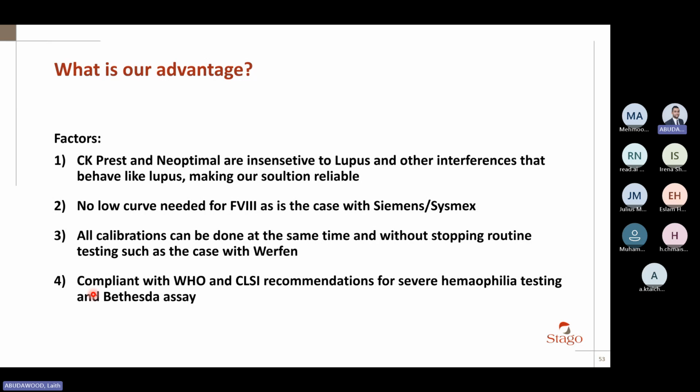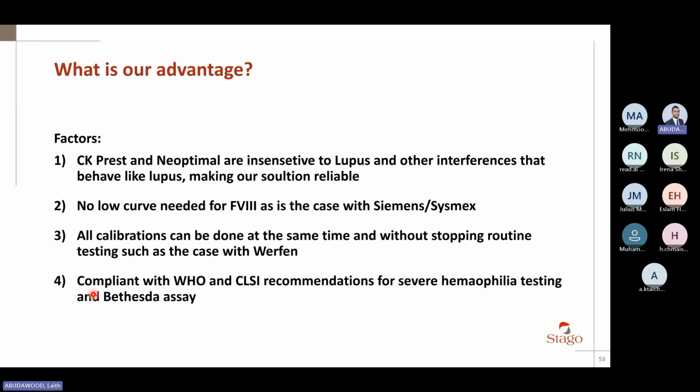Now, the other advantage that we have is that for some of the factors for competitors, especially factor 8, they still have the need for something called the low curve. Low curve is another calibration curve other than your regular calibration curve that is used for low levels of factor 8 specifically. We used to have that with STA deficient 8 reagent, but this is no longer the case with Immunodef. And as you can see, this is an issue that still exists with Siemens reagents on Sysmex analyzers.